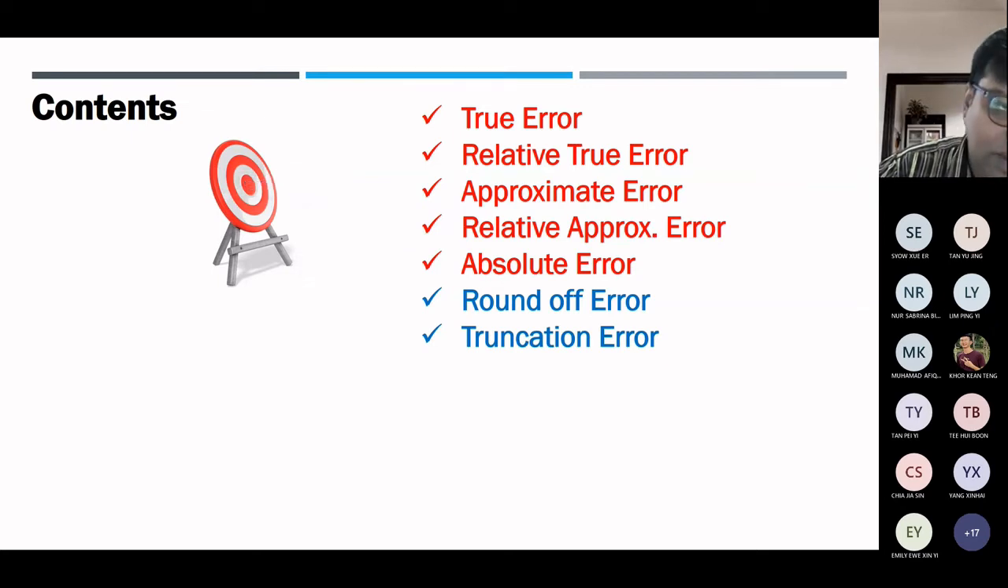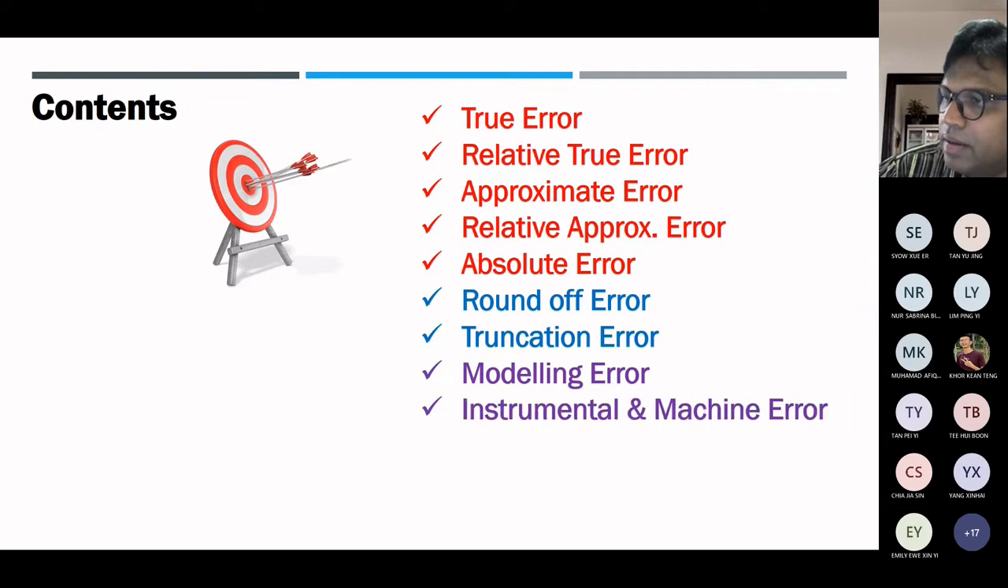What does truncation error mean, when does it usually occur, and how do we calculate it? And then the modeling error, instrumental error, and machine error, as well as the human error. Instrumental error or machine error. Now I'll tell you about the modeling error first.